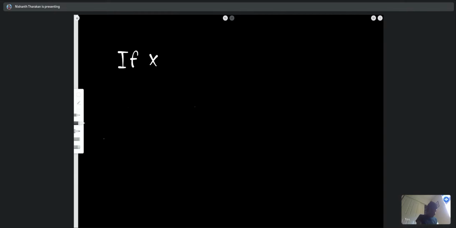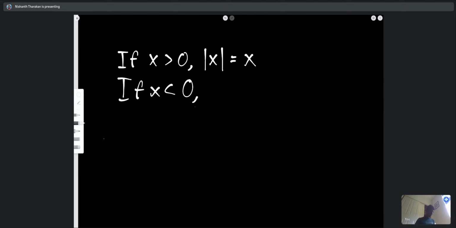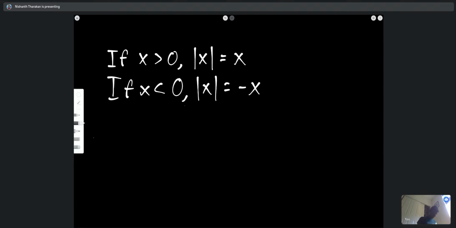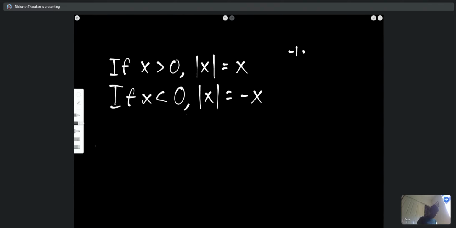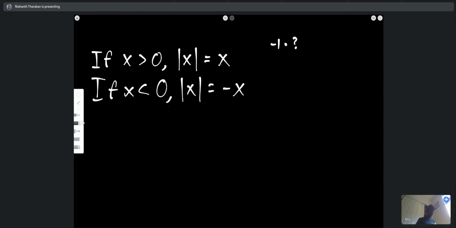If x is greater than 0, absolute value of x equals x. Okay? So that's just saying if the number is positive, it stays the same. If x is less than 0, the absolute value will be negative x. Why is that? Because a negative number is negative 1 times something. And when you multiply negative 1 times negative 1, that equals 1. So what we did here, we just take the negative number, multiply it by negative 1, and now it's a positive number.